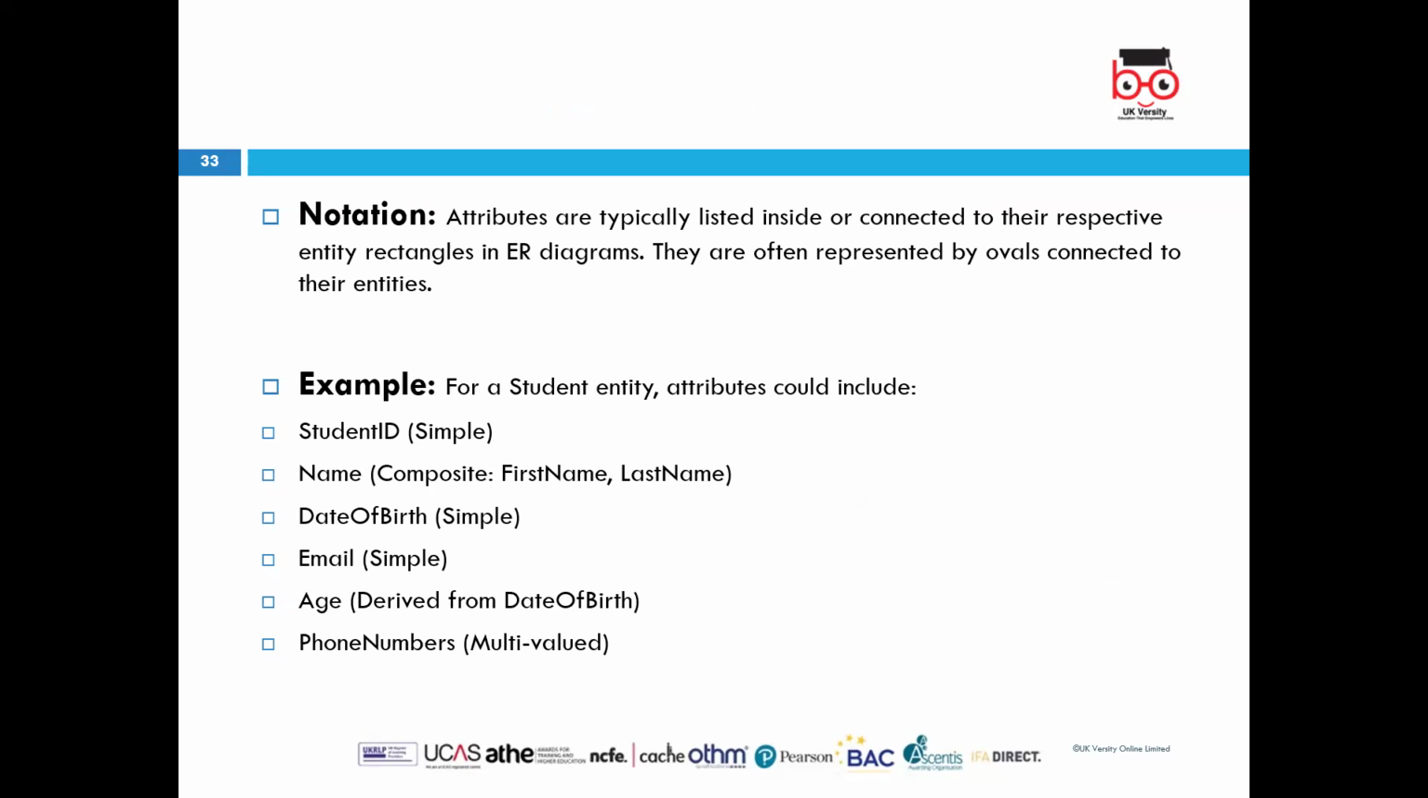So examples for this are going to be student entity attributes. For a student entity, attributes can now include student ID, name, date of birth, email, age, and phone number.